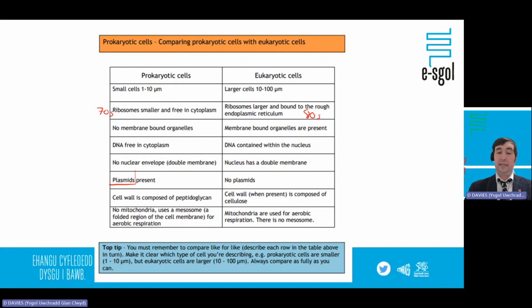Cell wall peptidoglycan, cell wall cellulose, and then mitochondria present in eukaryotic cells, mitochondria absent in prokaryotic cells, but they have a mesosome. So a mesosome is a fold on the inner membrane.